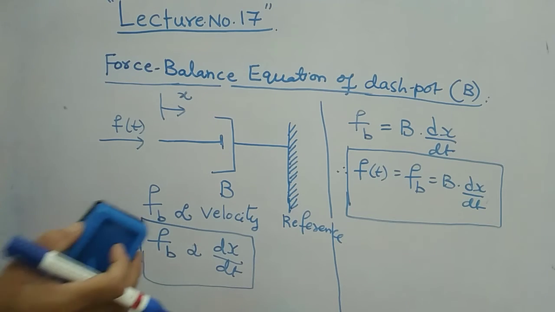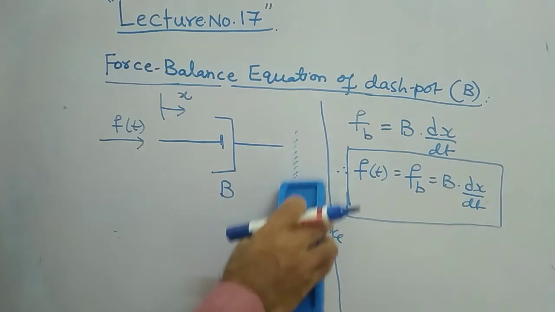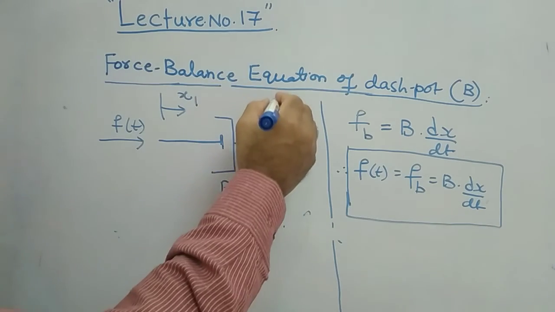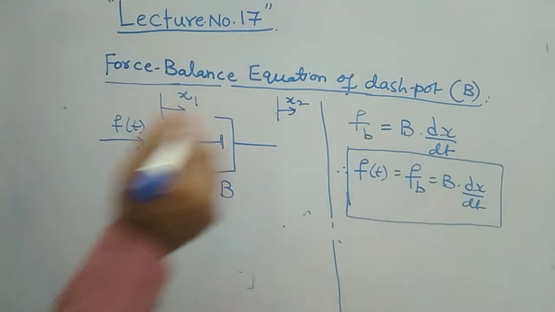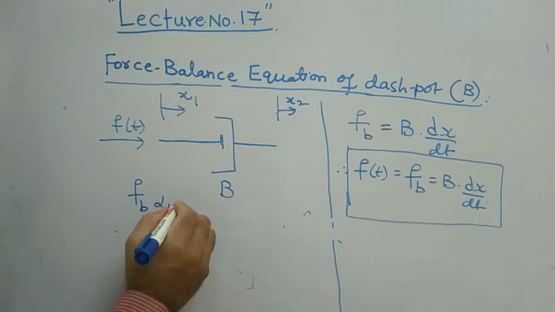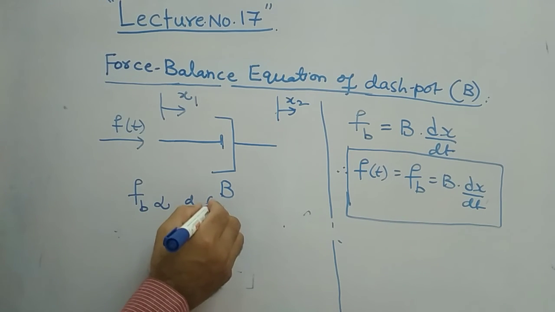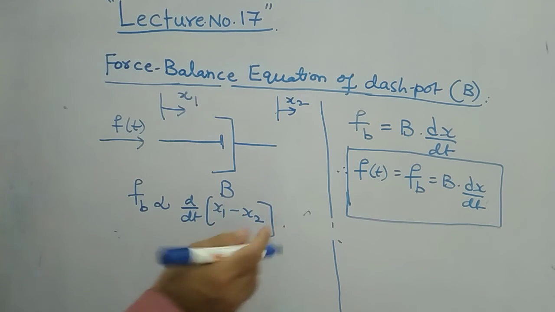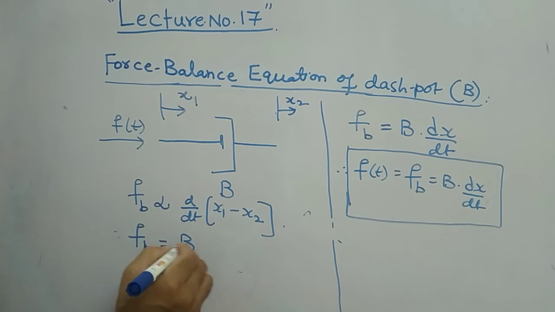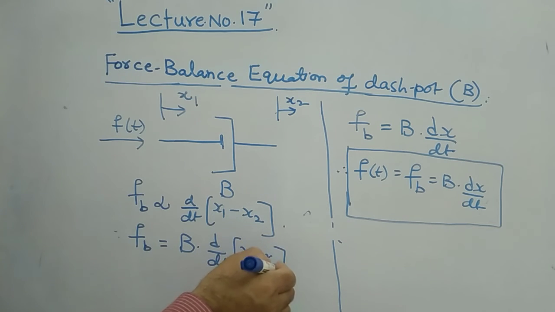As we have seen in the spring case, here also the dash pot may be connected between two bodies. Say for example, instead of a reference, let us assume it has two displacements x1 and x2. In that case, what is your fb? Here fb is proportional to the difference, that is d by dt of x1 minus x2. So fb is equal to b into d by dt of x1 minus x2. That's all.